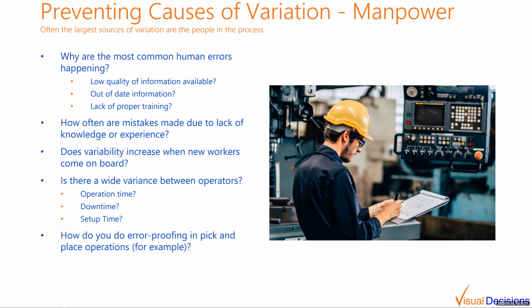And how do you actually do error proofing, whether it's in pick and place as an example here, or anything else? How are you ensuring that that process is as easy to run in the same manner every single time as possible?